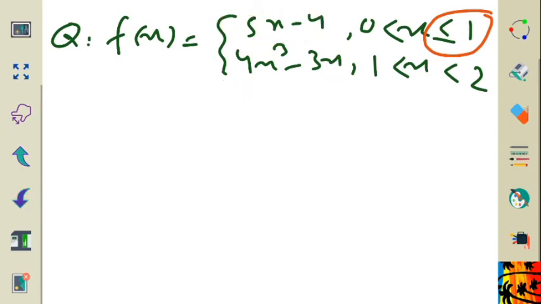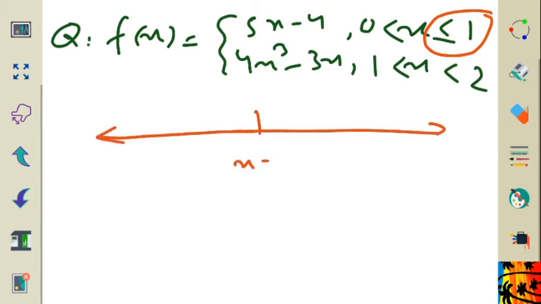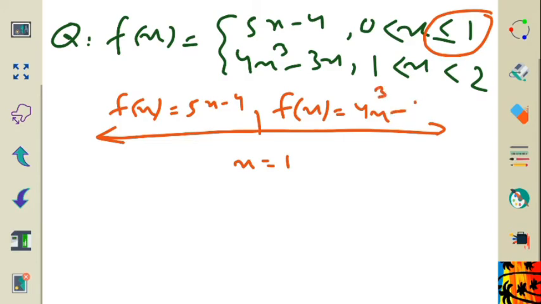So for the function, the value varies. This is for slightly greater than 1 and this is for slightly less than 1. So what should I do? I will test for 1. Now for that you draw a straight line and place x equals 1. Now prior to 1 the function f(x) is defined as 5x minus 4, and after 1 the function f(x) is defined as 4x cube minus 3x.